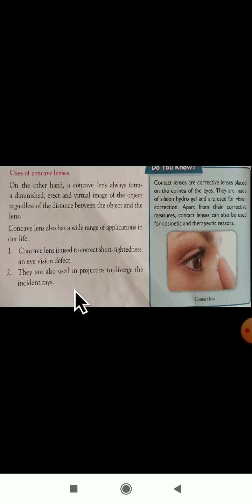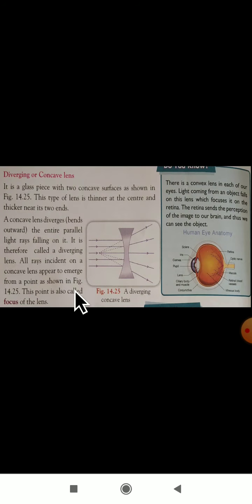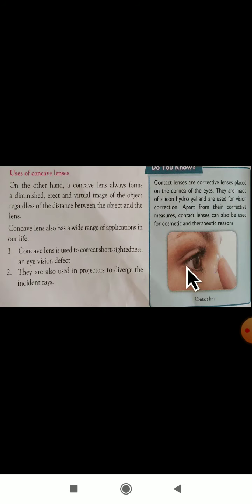Contact lenses are corrective lenses placed on the cornea of the eyes. They are made of silicone hydrogel, used for vision correction. Apart from their corrective measures, contact lenses can also be used for cosmetic and therapeutic reasons. Here you can observe the contact lens. Nowadays, those who can't wear specs are using these contact lenses.